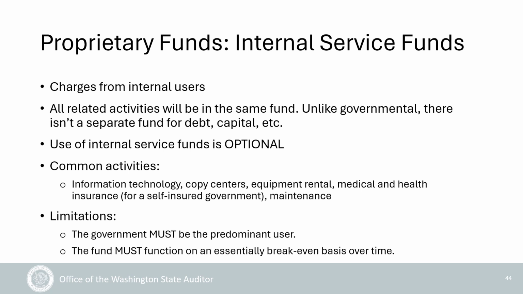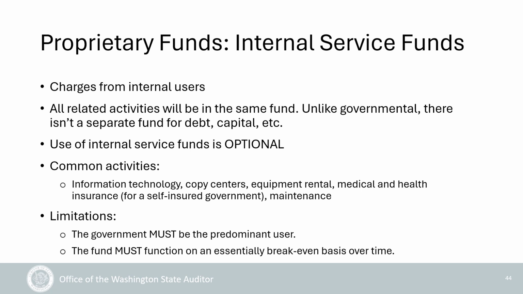Common examples of internal service funds are for information technology, equipment rental and replacement, otherwise known as ER&R, even self-insurance activities like health and welfare or property and liability, or even unemployment self-insurance. There are a couple rules for using this type of fund. The first is that your own government must be the main user.